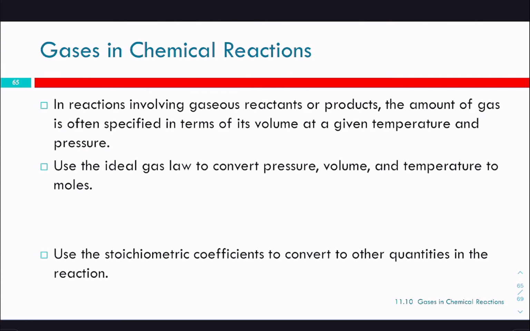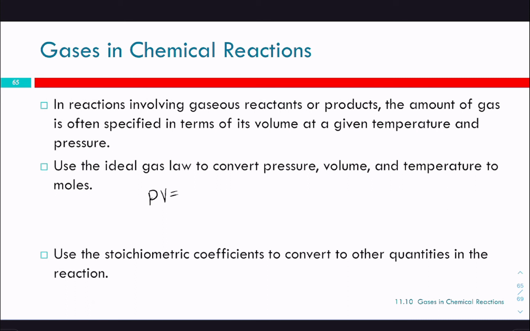Oh, yes. Gases and chemical reactions. I told you that everything builds and everything stays important. So in reactions involving gaseous reactants or products, the amount of gas is often specified in terms of the volume at a given temperature and pressure, right? Because if we have temperature, volume, and pressure, we can calculate the number of moles. And it's a lot easier to get those three things than it is to try and get the mass of the gas. As I explained before, that can be dangerous. So use the ideal gas law to convert pressure, volume, and temperature into moles.